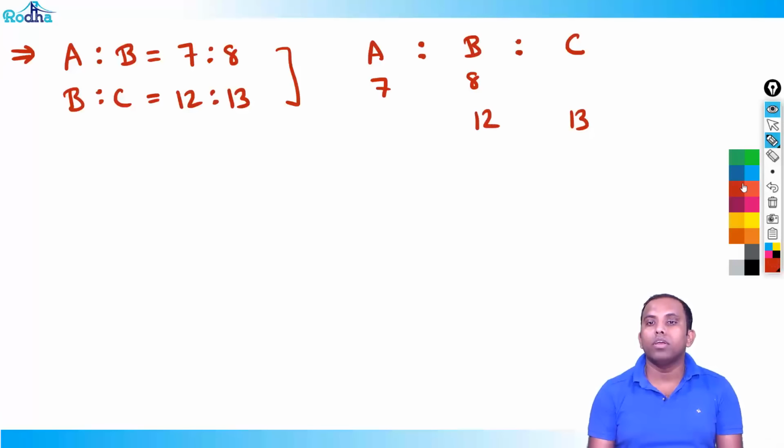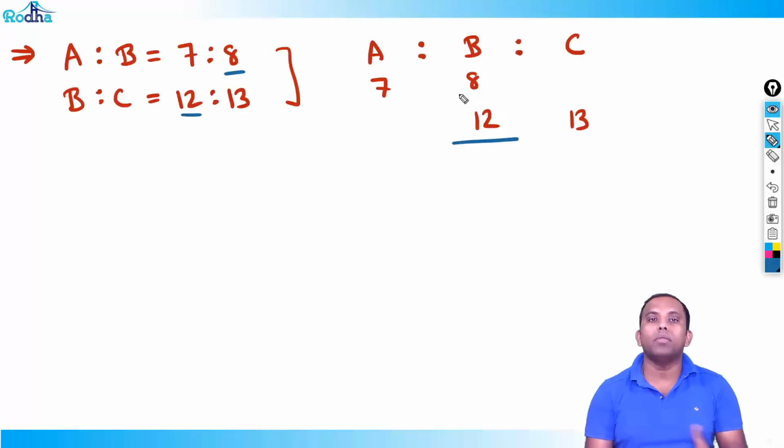So what do we assume here? Let B be a number. B is the same entity here, but representing two different numbers, 8 and 12. So I'll try to make it the same. That number can be their LCM, or for now I can simply multiply, because it will derive a result from there also. So let's say B is 8 into 12.